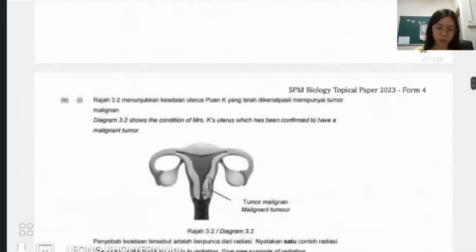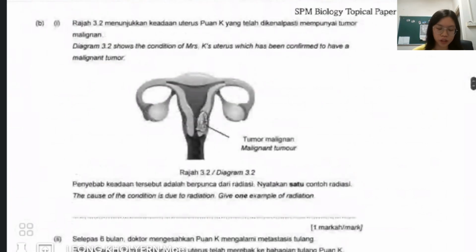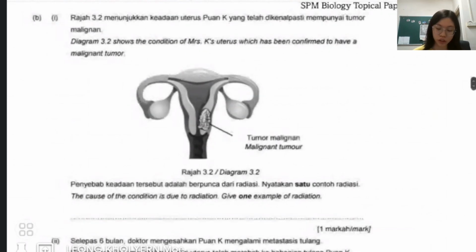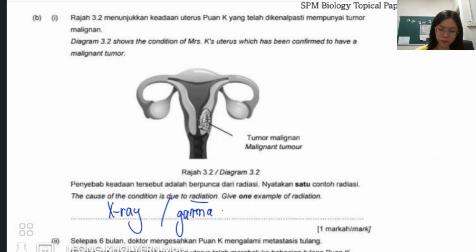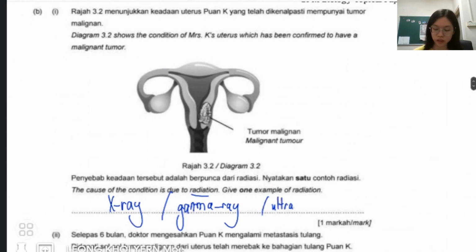Now let's move on to the next one right here. You can see that she has a malignant tumor around her uterus. So the cause of this condition is due to radiation. There are types of radiation like X-ray, or you can write gamma ray, because they have a very high frequency, meaning they can penetrate through anything like body cells. Or from the sun, ultraviolet ray, UV ray.